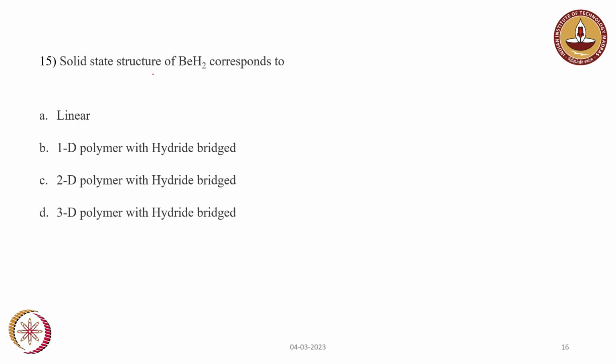Next question: the solid state structure of BeH2 corresponds to which option? Option A is linear, option B is a 1D polymer with hydride bridge, option C is a two-dimensional polymer with hydride bridge, and option D is a three-dimensional polymer with hydride bridge. In the solid state, BeH2 exists as a polymer, and in the gaseous state, as we discussed in the previous question, BeH2 will be monomer and dimer. BeH2 solid is a polymer. It will be a 1D, one-dimensional polymer.